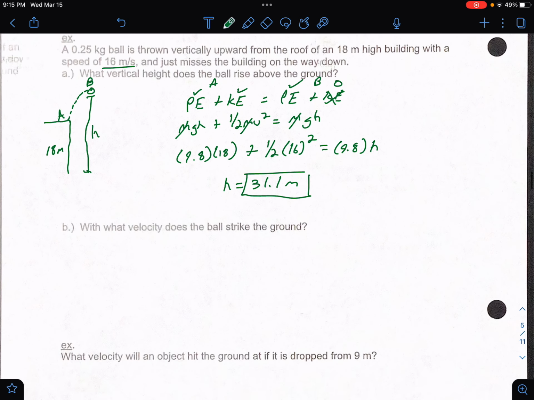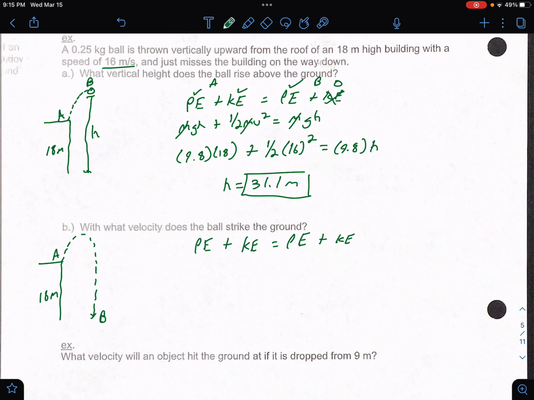Now part B, it says, with what velocity does the ball strike the ground? So I'm going to draw this again. The ball gets thrown up and then it comes down and hits the ground. So again, it started at point A and then it ends at point B. Those are going to be my two scenarios that I'm looking at. So we're going to do our PE plus KE equals PE plus KE.